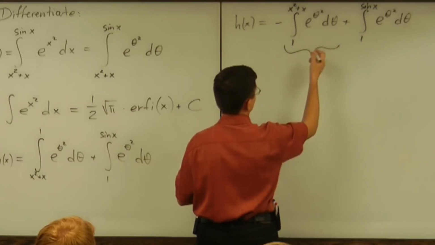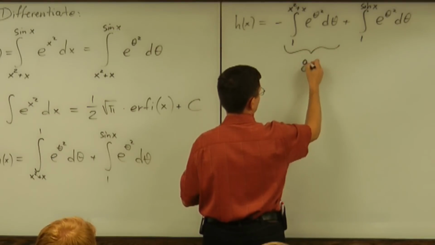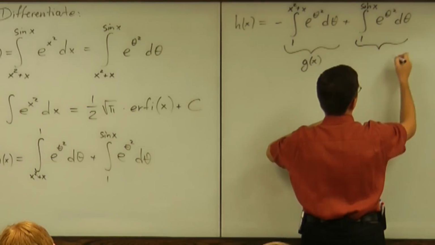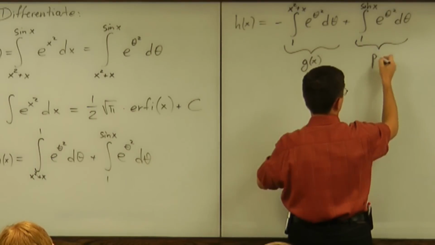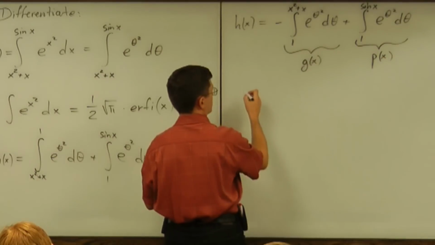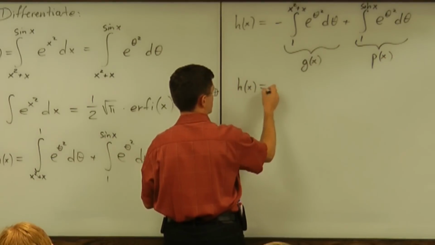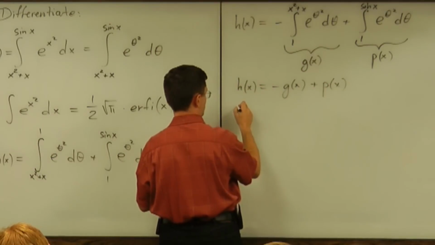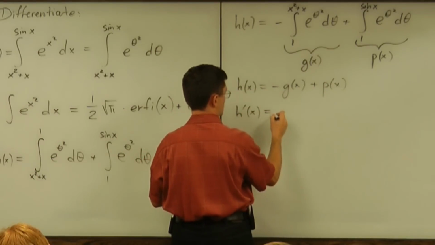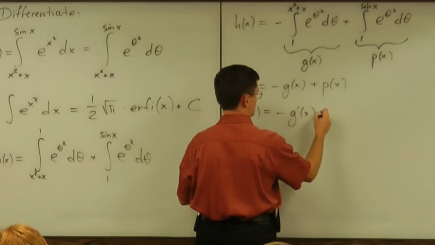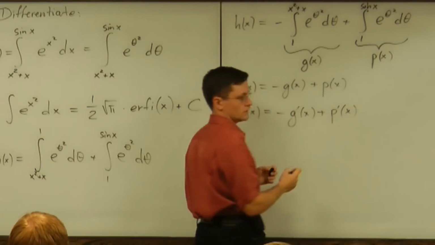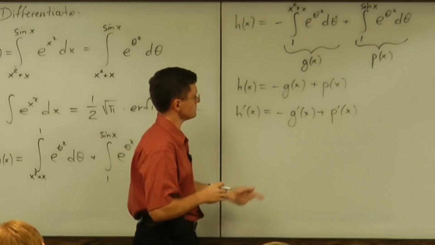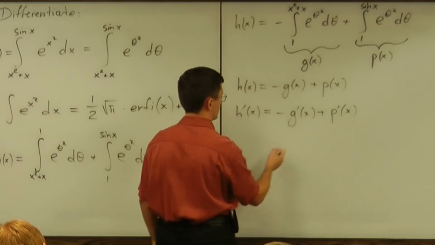What I would do is I would denote this by g of x. I will look at this function and separately at that function. Let's call it p of x. And then my h of x is minus g of x plus p of x. Of course, the derivative will be minus g prime of x plus p prime of x. So I only need to find derivatives of those two functions. And I will find those separately.